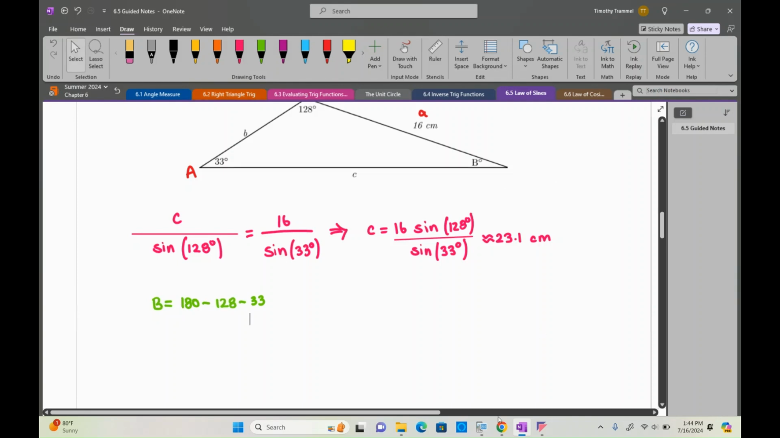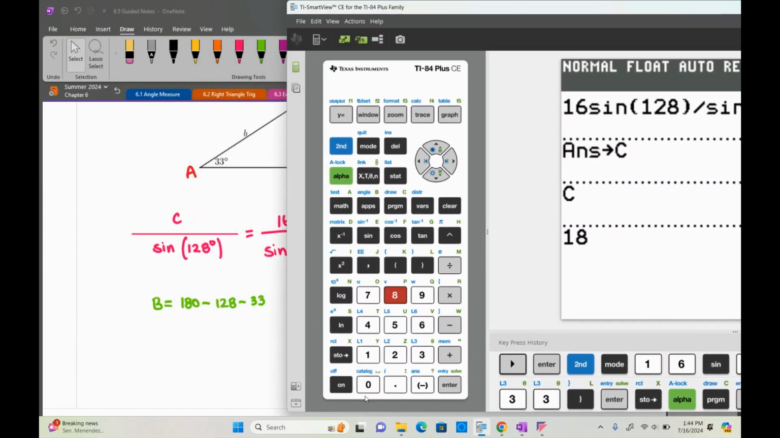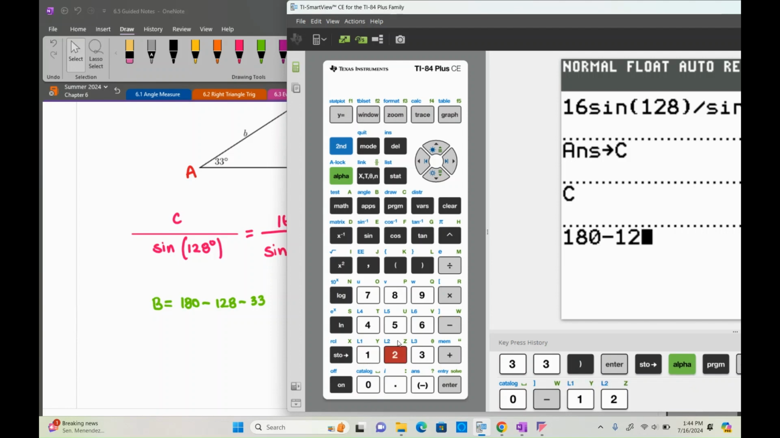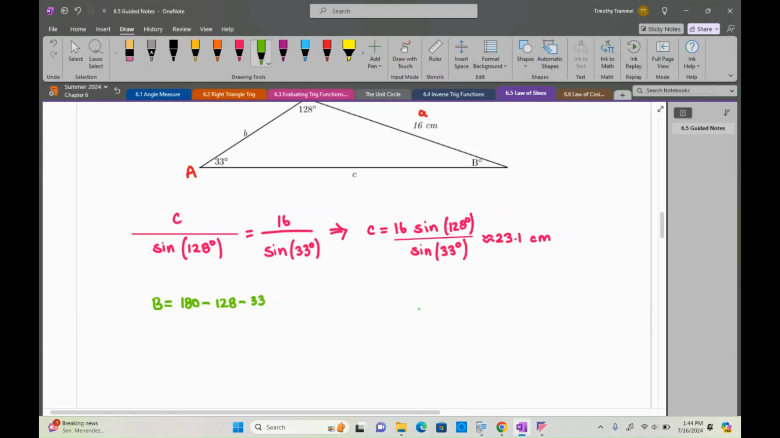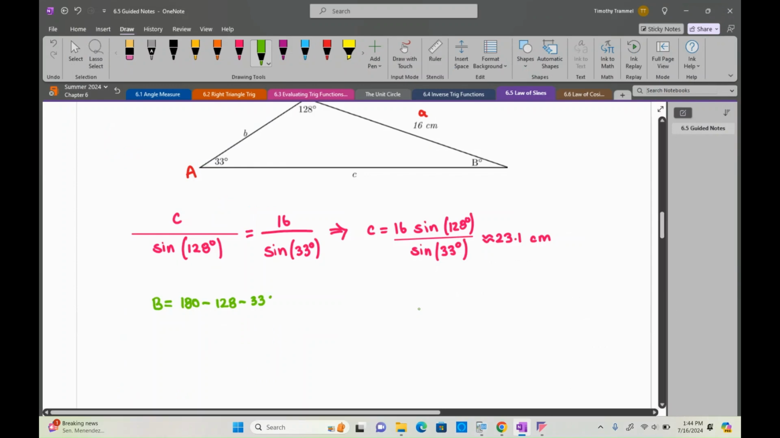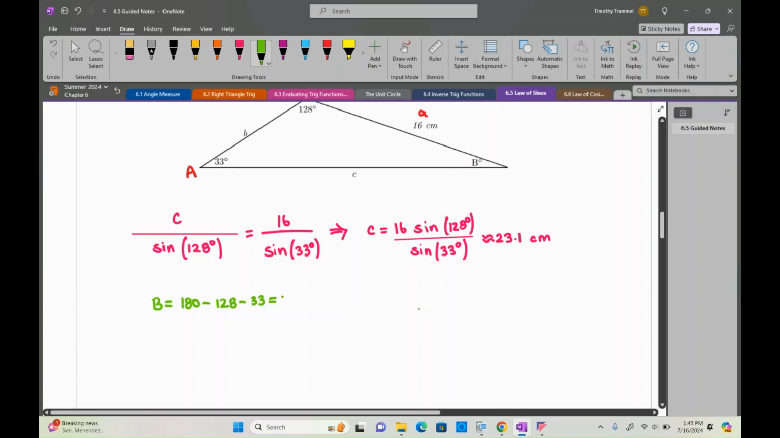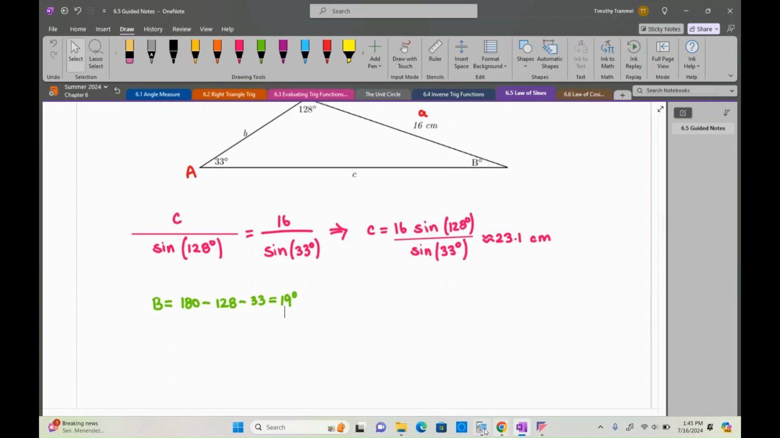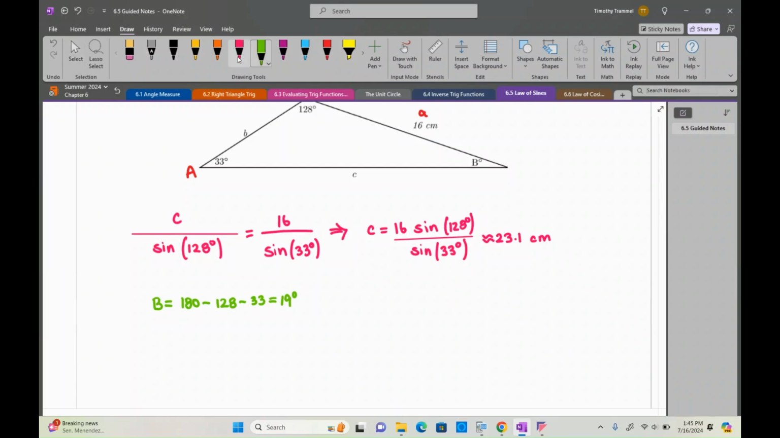All right. And so let's go ahead and see what that's equal to. Okay. So we have 180 minus 128 minus 33. And let me pull that over. We get 19. So that angle B is equal to exactly, we're not rounding here on this one. It's equal to 19 degrees. Okay. There we go. The only thing we're left with now is little b. Let's go ahead and find that.